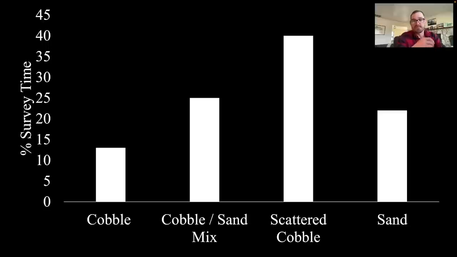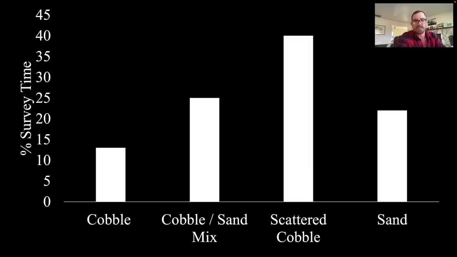And the first was what I would consider just cobble or hard rock. That is where 90% of the bottom was either just bouldery or solid bedrock. It had a lot of moss coverage. That was one of the least common habitat types I came across.